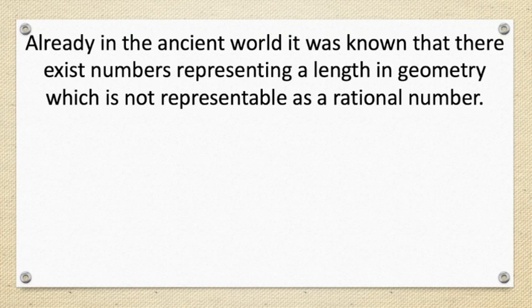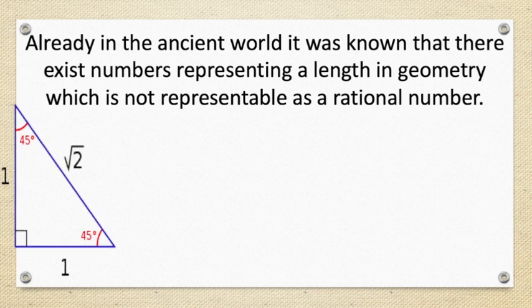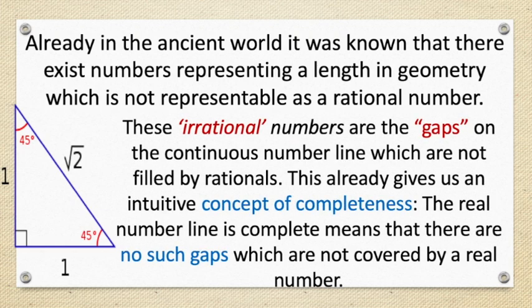Already in the ancient world, it was known that there exist numbers representing a length in geometry which is not representable as a rational number. Say, in a right triangle whose legs measure 1 unit each, we know for a fact that the hypotenuse is square root of 2. But square root of 2 is not rational.